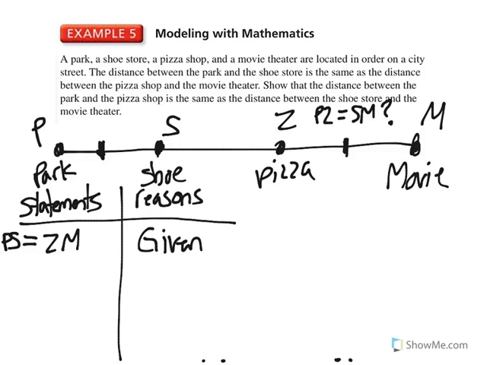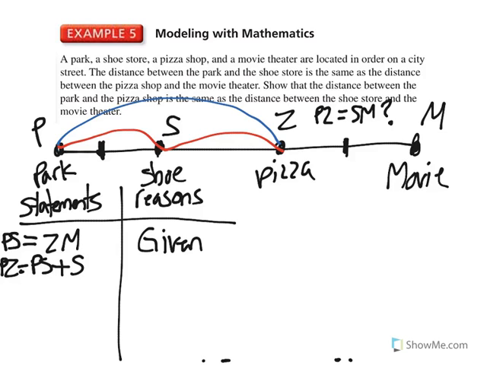So if I'm looking for PZ, I need to know what makes PZ. So I'm going to go ahead and write that PZ would be equal to its parts. Okay, so if PZ is the total here, I can get to Z by jumping to S and then going to Z. Okay, I'm going to add my parts to make my whole. PZ would equal PS, if I go to the shoe store first, plus SZ. My parts make my whole. This would be segment addition postulate.